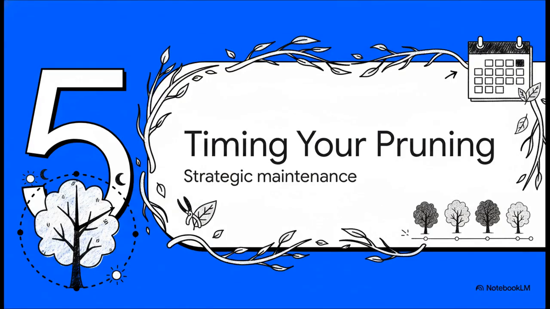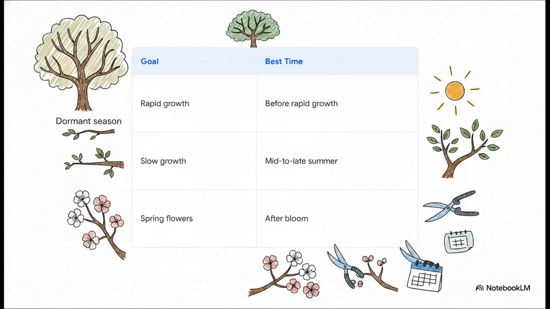Section 5. Timing your pruning. Timing your cuts perfectly is all about aligning your specific goals with the plant's natural biological cycles. If your goal is to encourage rapid structural development, say you're training a young tree, you absolutely want to prune during the dormant season or early spring, right before rapid growth begins. This ensures the maximum number of leaves are active for the longest possible time on your newly directed branches.